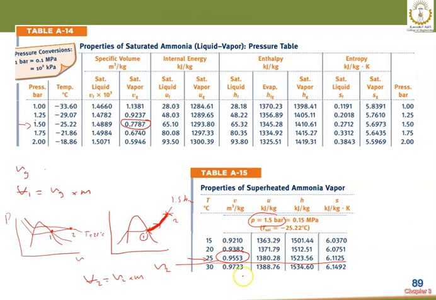Regarding work, we know that Q minus W equals delta U. The kinetic and potential energy are not there. From the table, we know this is U1 because it's Ug. U1 equals Ug, and this is U2. So delta U equals m times U2 minus U1.